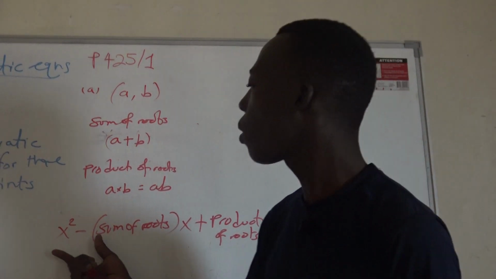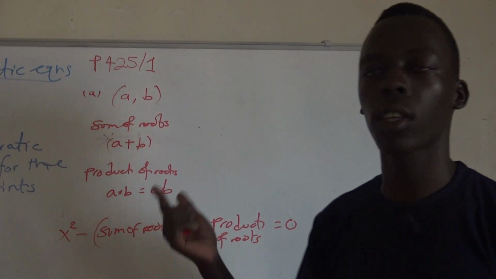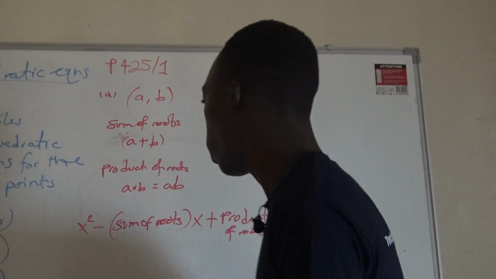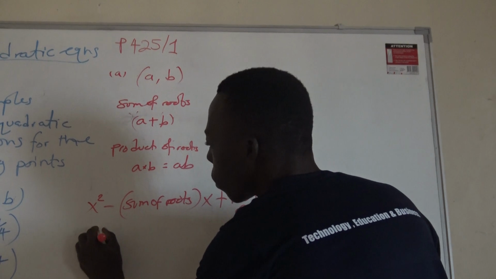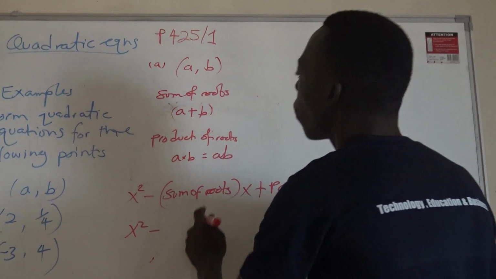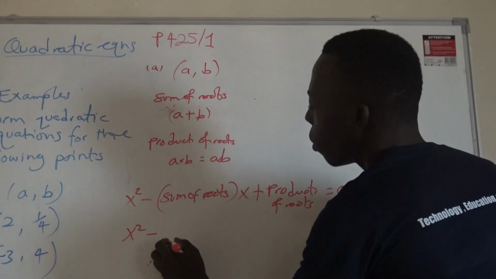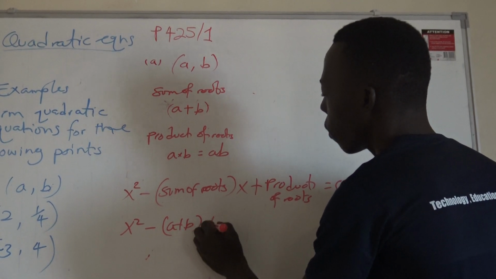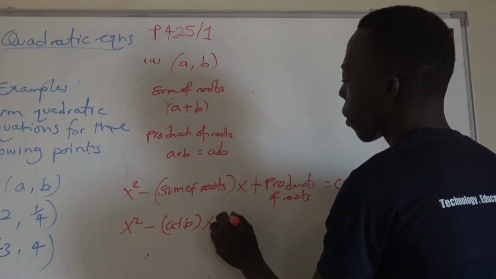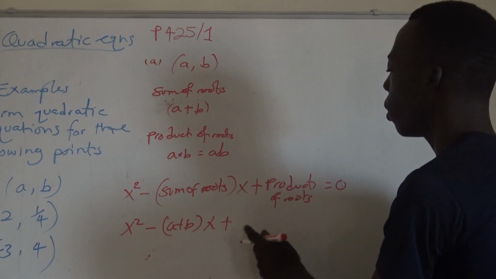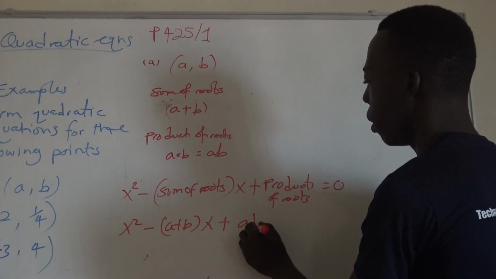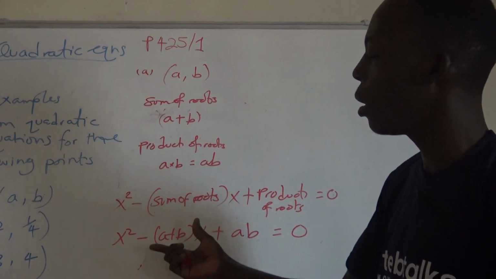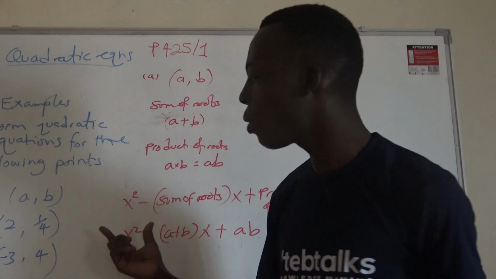So for this case, after writing this formula, we substitute the values of the sum and the product. Now for this case, it will be x squared, then minus the sum which is A plus B, x, then plus this side which is AB, which is equal to 0. So that will be our formula.